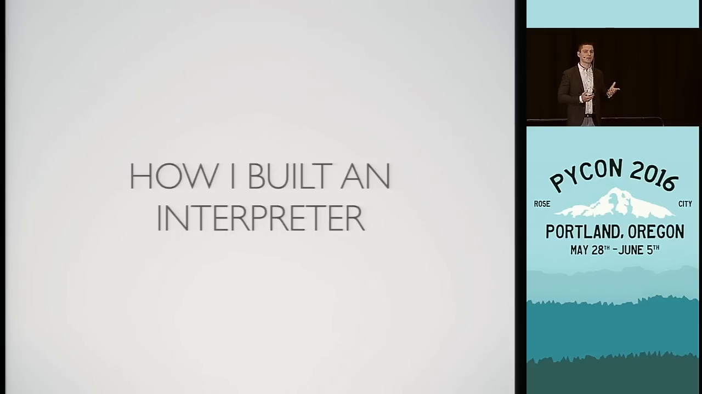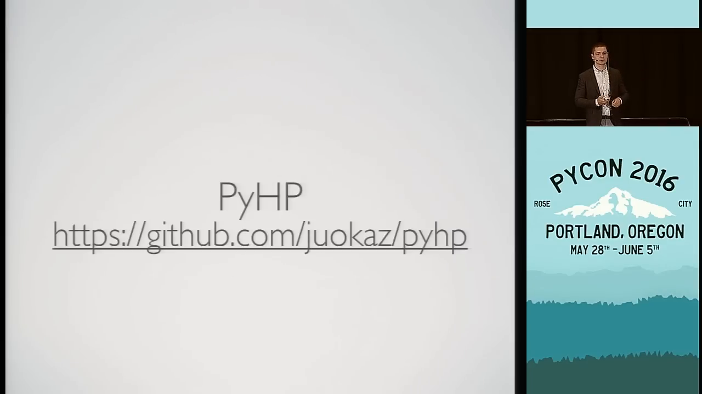So this is stupidly what I decided to do. I was like, I want to learn how interpreters work. I want to learn what RPython is, but how do I actually do it? So I was like, okay, I'm going to build an interpreter. So that's exactly what I did. It's called PyHP, and it actually is a working PHP interpreter written in RPython. It's all available on GitHub. It's barely a couple thousand lines of code, loads of tests as well.